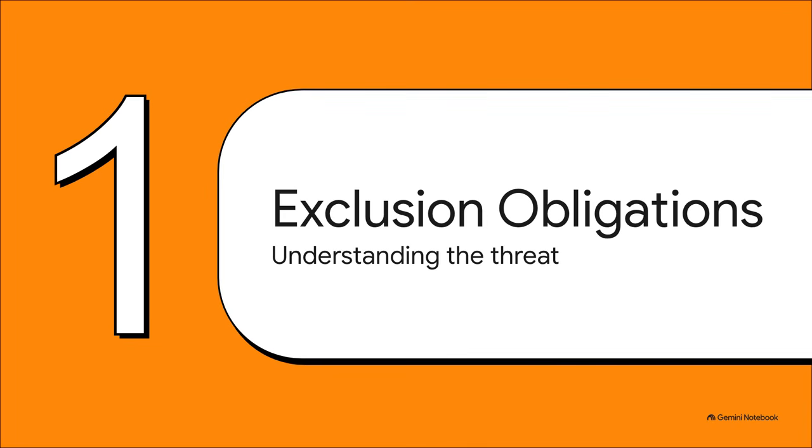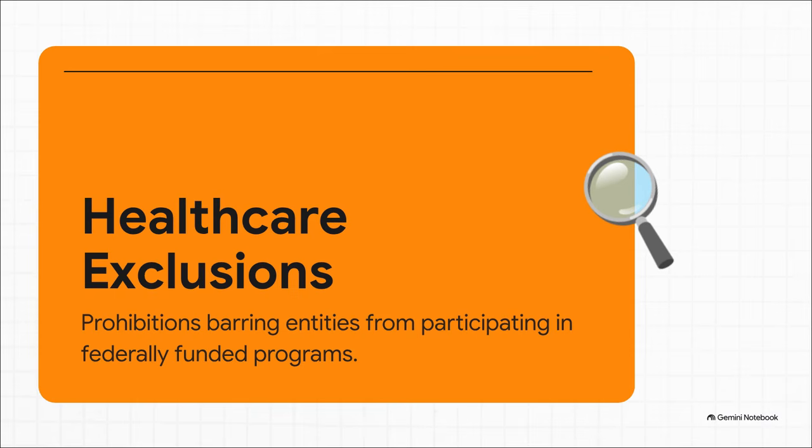Let's understand the threat. So, what exactly is a healthcare exclusion? At its core, it's an absolute federal and state prohibition. It legally bars individuals and entities from participating in federally funded healthcare programs. We're talking Medicare, Medicaid, and TRICARE. And listen, this isn't just a friendly suggestion or a gentle warning from the government. It is a hard line. If someone is on an exclusion list, they cannot directly or indirectly provide services, order services, or even prescribe medications that are billed to these federal programs. Doing any of that is a direct violation of federal law.